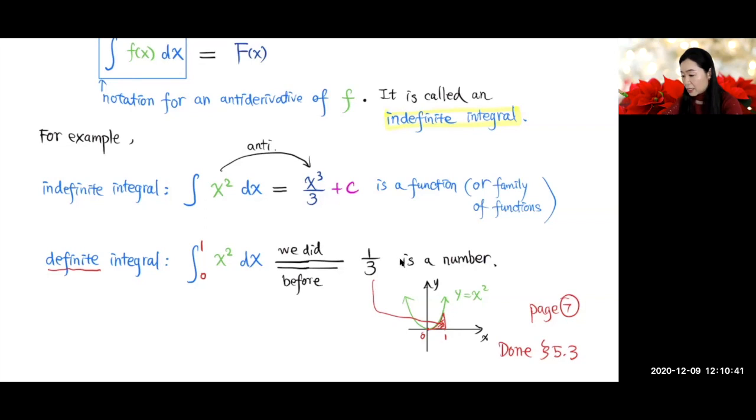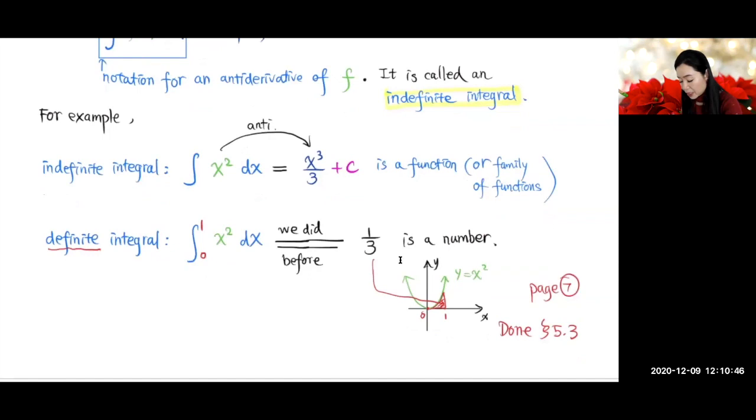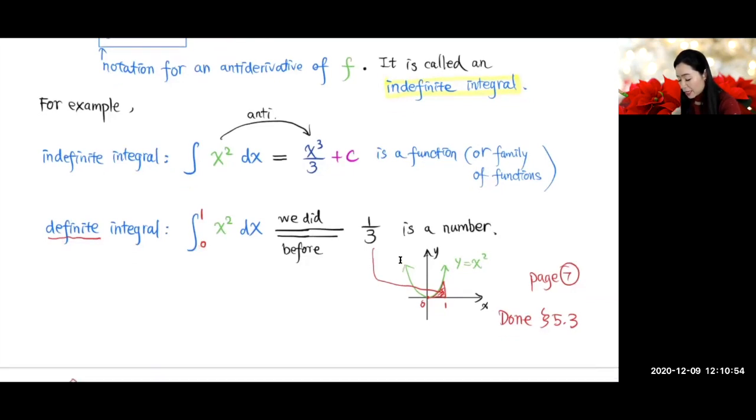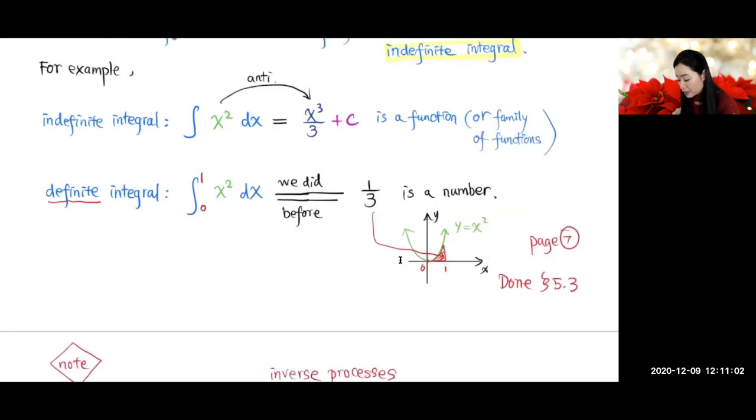Now what happens if you put the upper and lower limit over here? If you put the upper and lower limit here, it's called a definite integral. So the upper and lower limit are defined. We did it before, and this is equal to 1/3, which is a number. Think about this number as the area under this curve from 0 to 1. So without the upper and lower limit, it's a family of functions. With the upper and lower limit, this is a number. Think about that in terms of area.